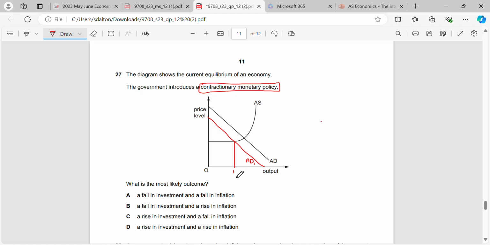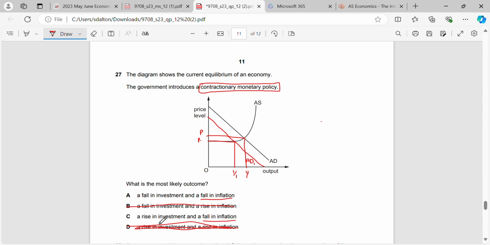is find it here, right? So here's our output. We go from Y to Y1. And then our general price level comes down from P to P1. So what do we have therefore? Price level indicates inflation. Yeah, so we know that we're going to have a fall in inflation. So we know that it's going to be either A or C. Okay, and then we need to figure out, will it have a fall in investment or a rise in investment?